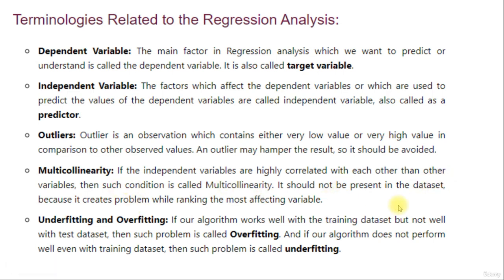It should not be present in the dataset because it creates a problem while ranking the most affecting variable. So due to this, you won't be able to find the most affecting variable, or the variable that affects the target variable the most. Now, underfitting and overfitting.